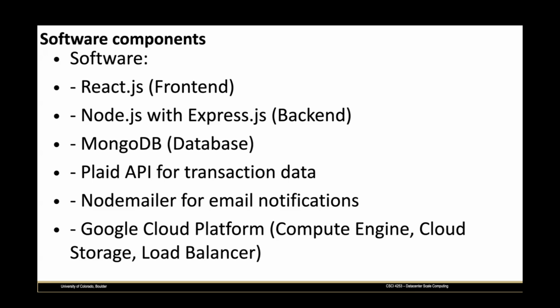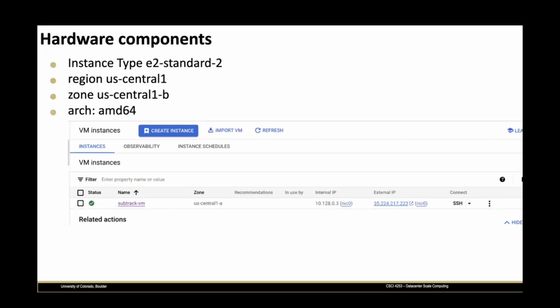Let's get started with the hardware components. So the virtual machine that we have implemented uses E2 standard 2, and the region is US Central 1, and zone would be US Central 1B. This is the VM that we have implemented for our project purposes.